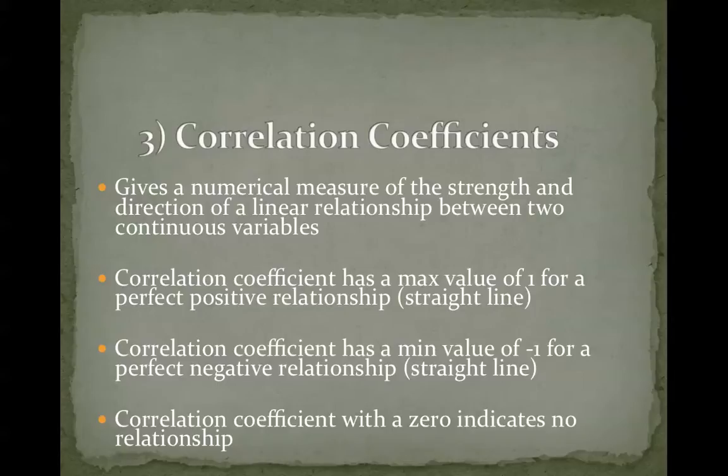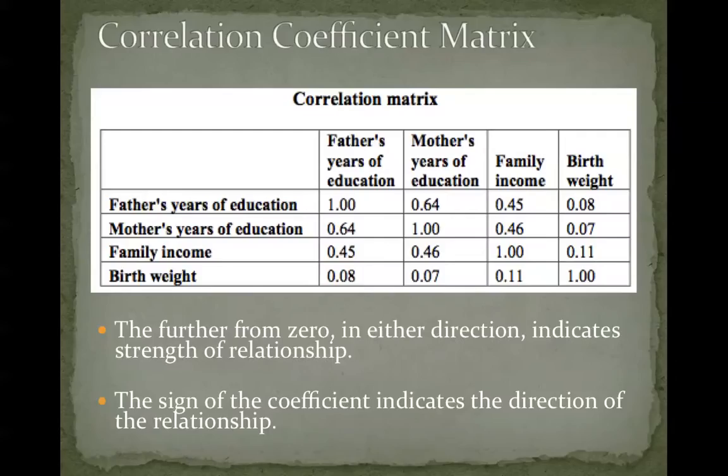And the correlation coefficient has a max value of 1 for a perfect positive relationship, which is a straight line, and a minimum value of -1 for a perfect negative relationship, which is also a straight line. A correlation coefficient of 0 indicates no relationship. And I will give you a perfect example. Well, not necessarily perfect, but I'll give you the best I can.